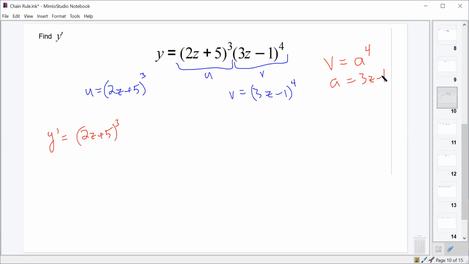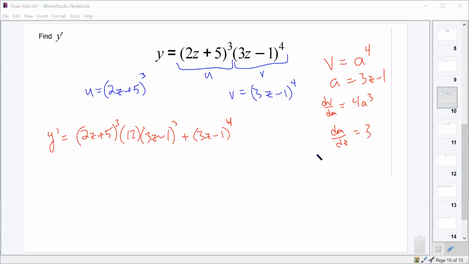Yes. Okay. So what's the derivative of v? 4a cubed. 4a cubed. And what's the derivative of a with respect to z? 3. 3. So this becomes 12 times a cubed. And a is 3z-1, so (3z-1)^3. Everybody good with that so far? So u, and then the derivative of v, and then plus v, (3z-1)^4, times the derivative of u.